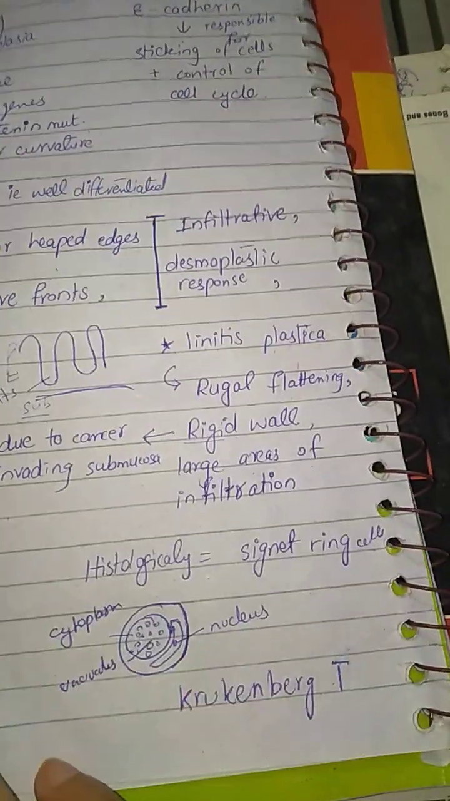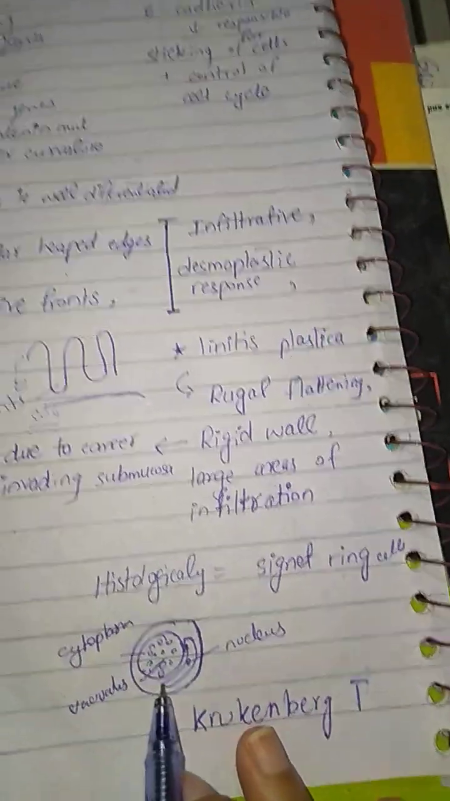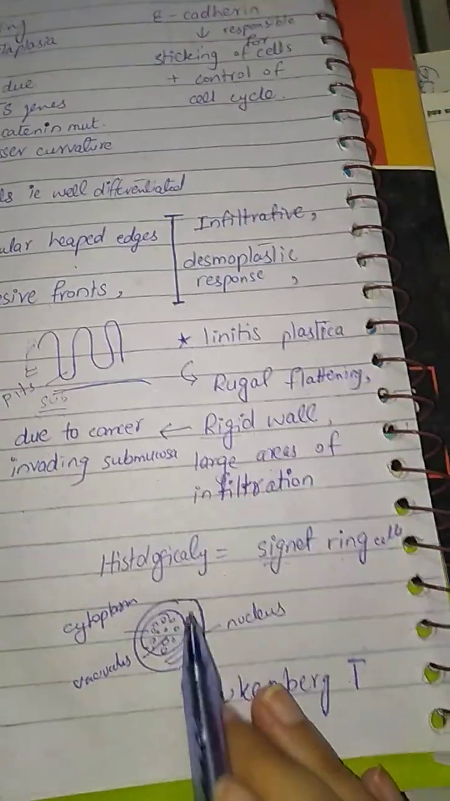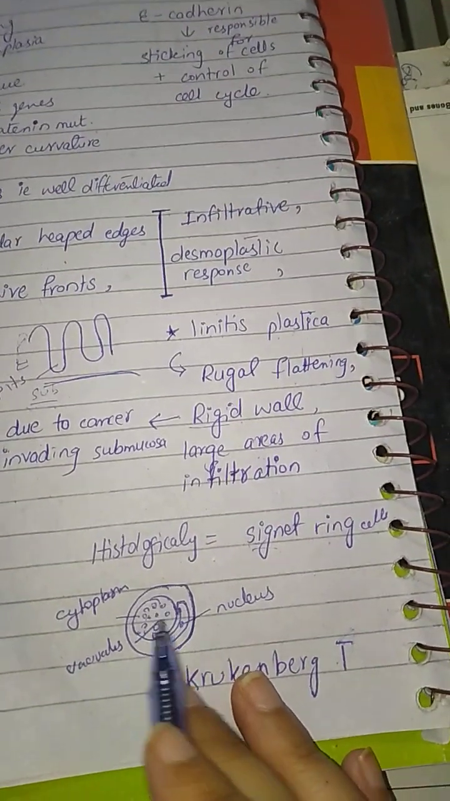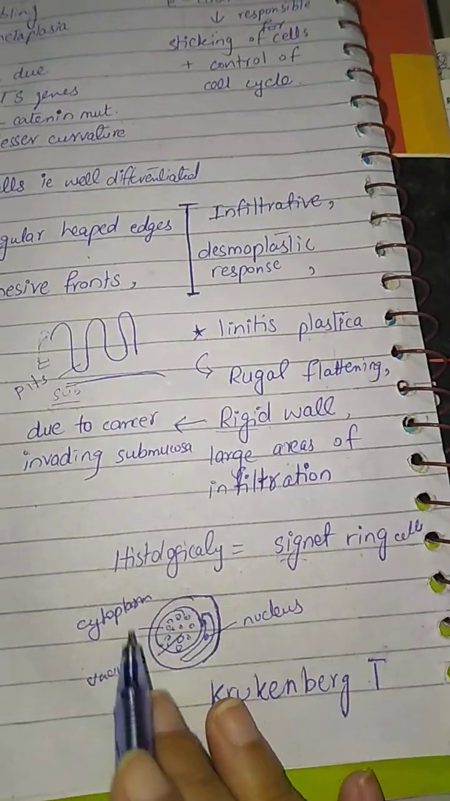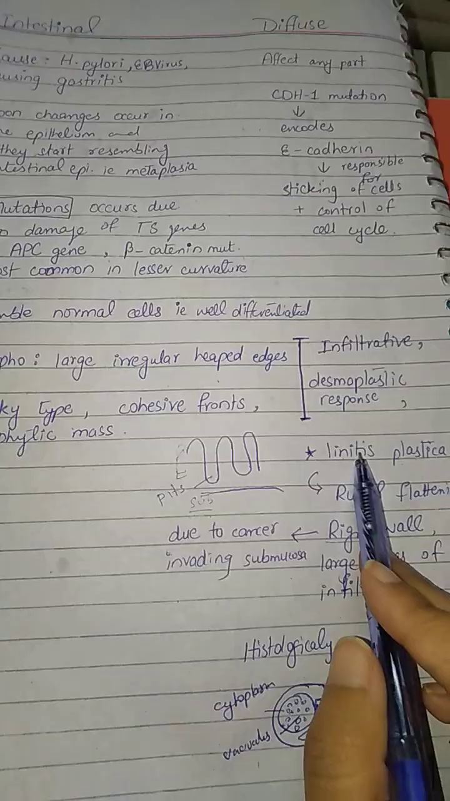Now histologically, what is seen is that there are signet ring cells. What is the meaning of signet ring cells? It means the cell has a huge cytoplasm pushing the nucleus to the periphery, and in the cytoplasm there are giant vacuoles that can be seen. This is all about the diffuse and intestinal type.